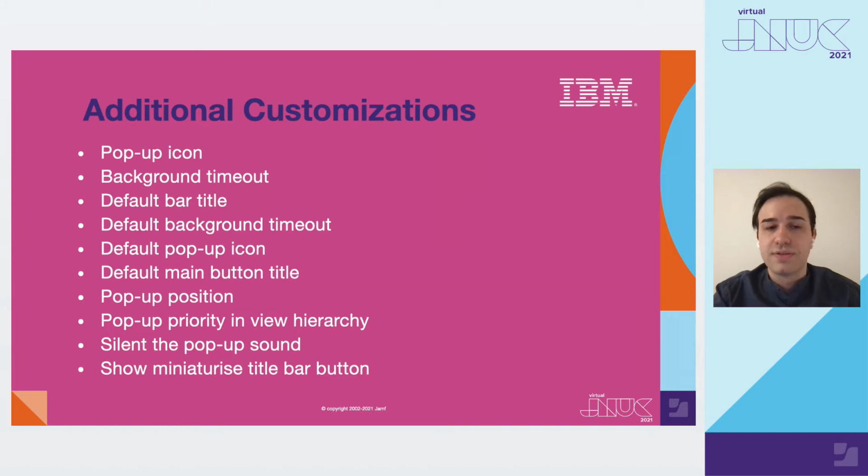There are many more additional customizations available for pop-up dialogs, such as the customization of the pop-up icons. We can set a background timeout. We can modify the default value for the bar title, for the background timeout, for the pop-up icon, for the main button title that will be used for every pop-up. We can customize the pop-up position on the screen. We can customize the pop-up priority in view hierarchy if we want it always on top of the hierarchy, for example. We can silence the pop-up sound, of course, and we can show the miniaturized button on the title bar, and much more will come.